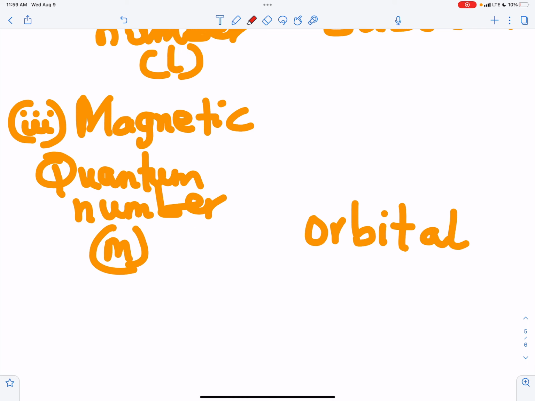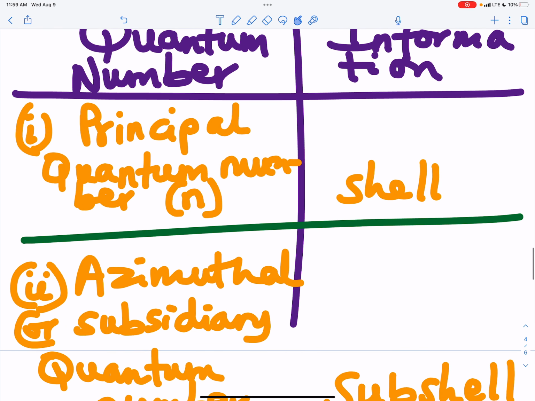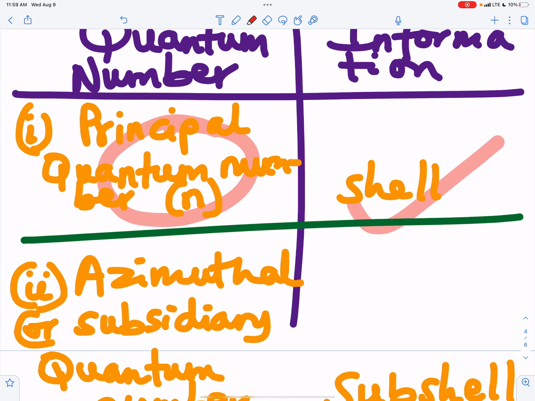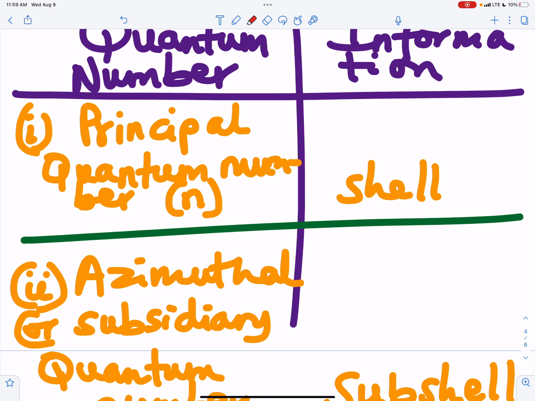But the principal quantum number N tells us the shell an electron belongs to in an atom. I hope you are getting the logic. Let me take that again. When you see the 4 values for the quantum number of an electron, the first one written is N, which is the principal quantum number. The principal quantum number tells you the shell an electron belongs to in an atom.